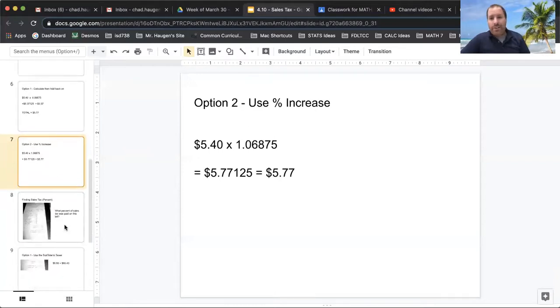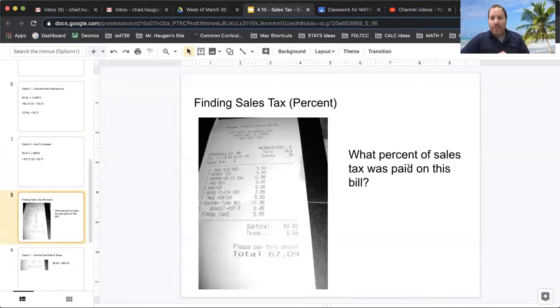Now, another way too, this is a little less common, but we're still going to go over that, is how could we calculate what the sales tax percentage was, right?